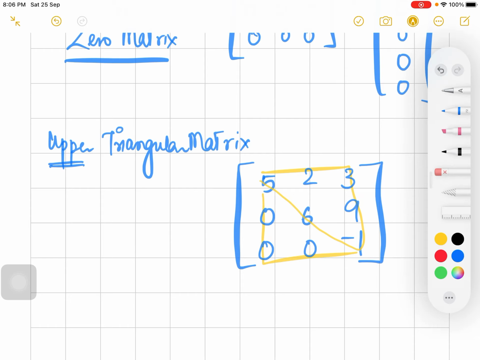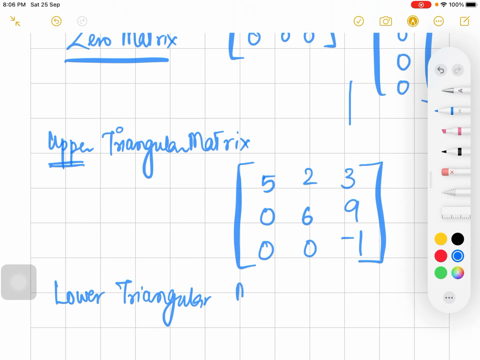If you see it without the shape of the triangle, it looks like this. You can see that in an upper triangular matrix, on the upper side of the triangle formed, we have some numbers, but on the lower side, everything is 0. Similarly, we have the lower triangular matrix.